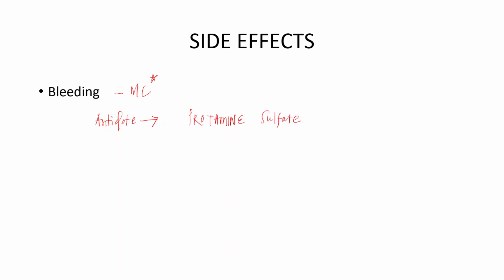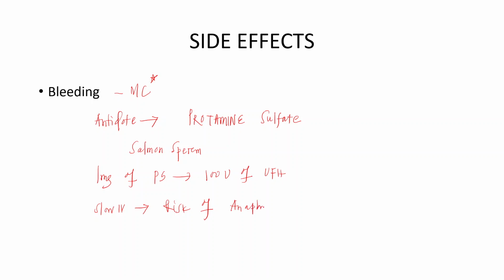So this is prepared from salmon sperm. 1 mg of protamine sulfate is needed to neutralize 100 units of unfractionated heparin. And you have to give it as a slow IV because there is a risk of anaphylactic reaction. I hope this is clear.